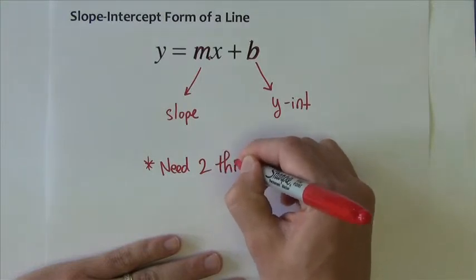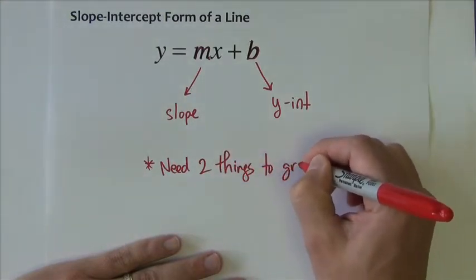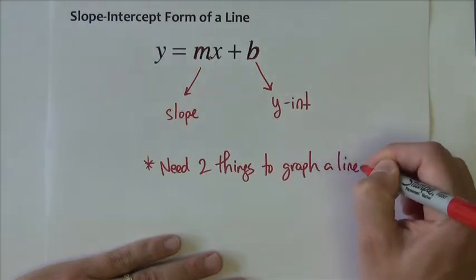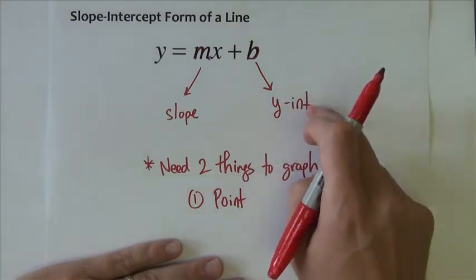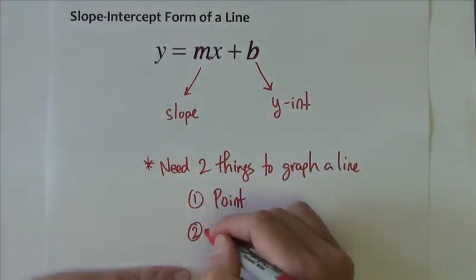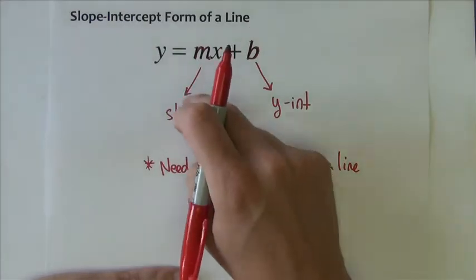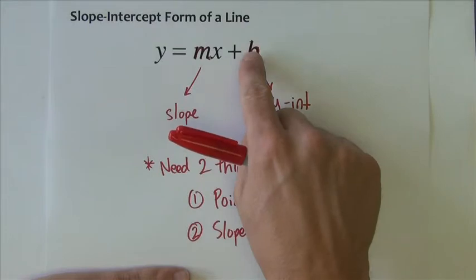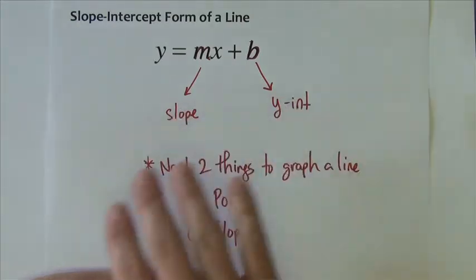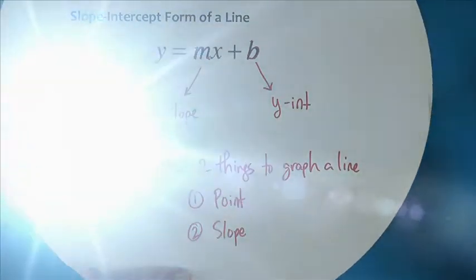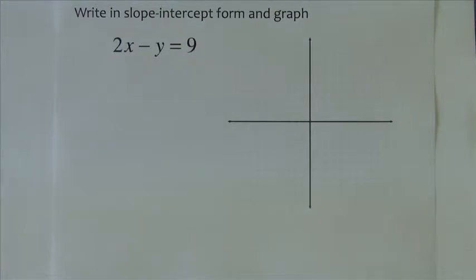We need two things to graph a line. We need a point, which we have right here, and we need a slope, which we also have. Okay, so the two things we need to graph any line, a point and a slope, are given to us directly in this form, which makes it a very user-friendly form for graphing. Now, the only downside to slope-intercept form in regards to graphing, if there is a downside, is that sometimes the equations are not in slope-intercept form. You have to rewrite them yourself first.